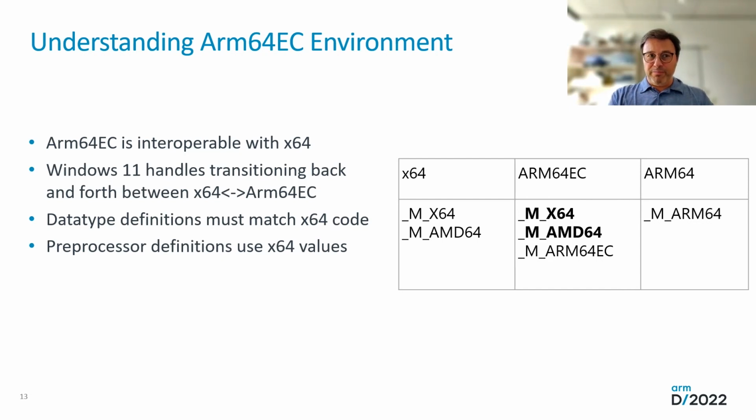For this to be possible, not only the calling conventions must match between x64 and Arm64EC, but also the data type definitions, such as structures in your code. That means that preprocessor definitions counterintuitively will match the x64 values. However, there is a dedicated Arm64EC define that can be used if you're writing code specifically for Arm64EC.